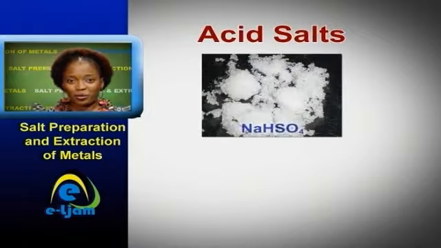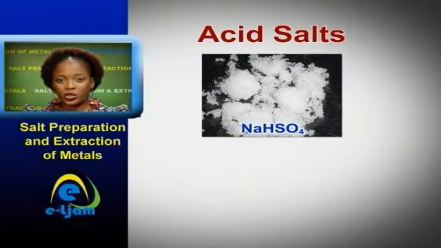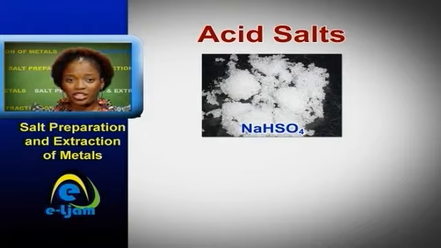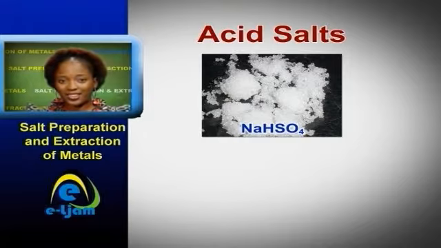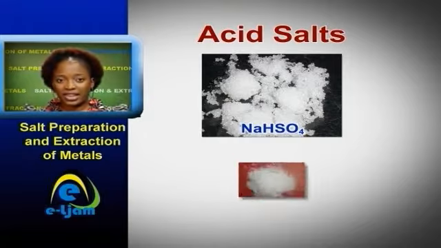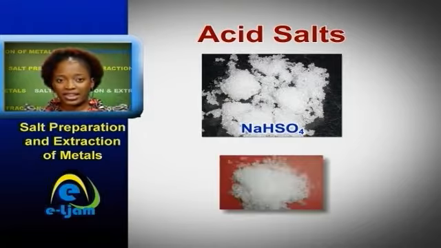Acid salts are formed by the incomplete or partial substitution of the protons in acids with a basicity of 2 or higher. Sodium hydrogen sulfate and disodium hydrogen phosphate are examples of acid salts that are formed from sulfuric and phosphoric acids respectively. Another way to classify salts is as hydrated and anhydrous salts. Hydrated salts are salts formed with water of crystallization, while anhydrous salts have no water of crystallization.